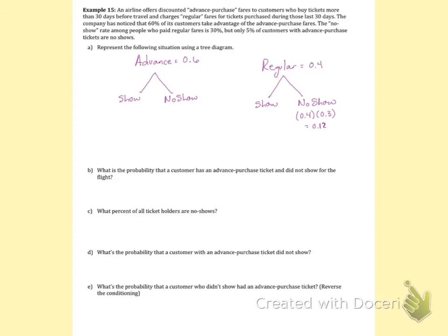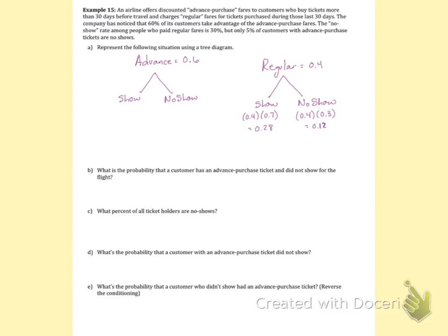Now, if of these regular fares, 30% of them didn't show, it means that 70% of them did show. So I can also make this calculation, which is 0.4 times 0.7, because again, these should be complements. And when I do that calculation, I get 0.28.